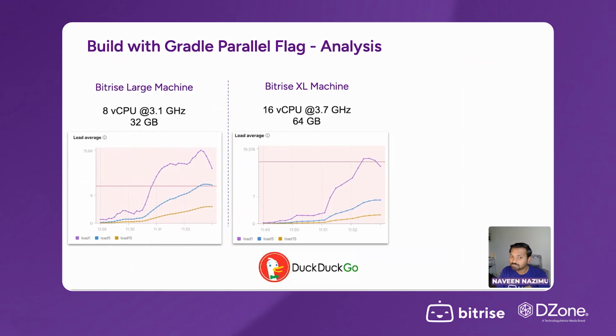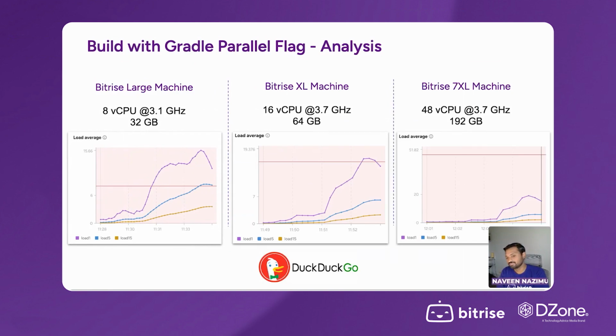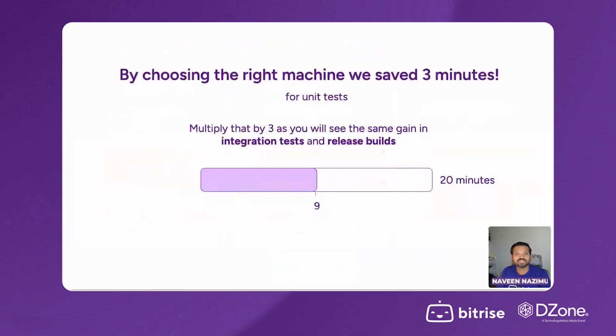And here you see most of the processes executed with not much wait time. That is why when we added the 48 vCPU, there was not much performance improvement, because there was so much capacity left to spare. All right, so by choosing the right machine type, we started with the parallel flag, but then discovered that by using the right machine type, we actually gained 3 minutes. And that's for unit tests alone. So it stands to reason that for integration tests and for the release build, we'll also gain 3 minutes. And so in total, we have gained 9 minutes now out of the 20 minutes we're trying to gain.